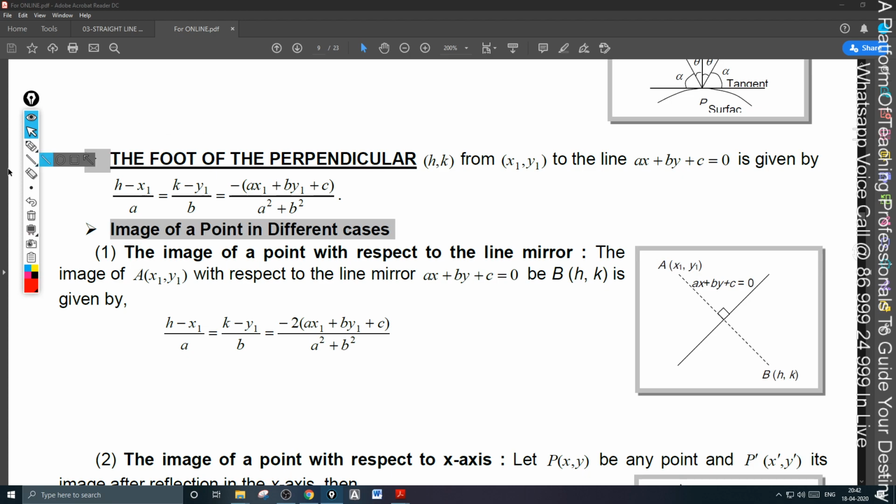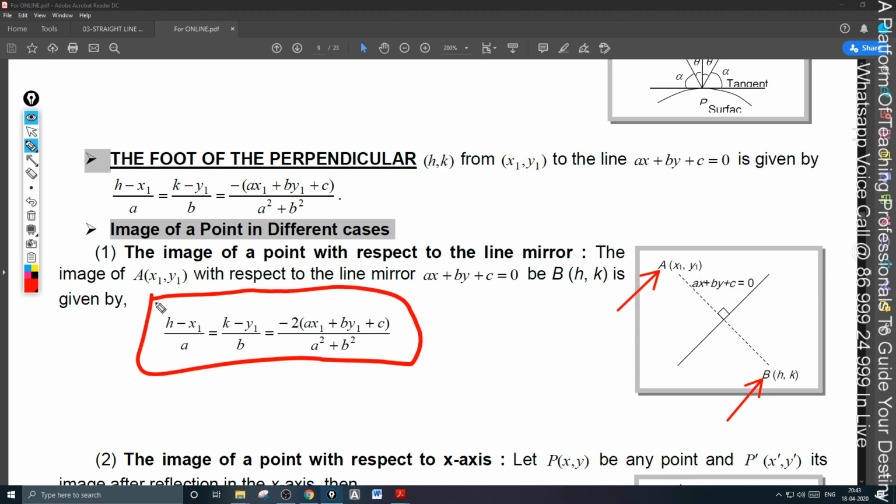Now, similarly, take the image of x1, y1. This is the point (x1, y1), and (h, k) is the image in the line. Then ax plus by plus c equal to 0 is the mirror. If (x1, y1) is reflected in this line, it is nothing but (h, k). Reflection or image is very well known to you, and the formula related to this is: (h minus x1) by a is equal to (k minus y1) by b is equal to minus 2 times (ax1 plus by1 plus c) by (a squared plus b squared).